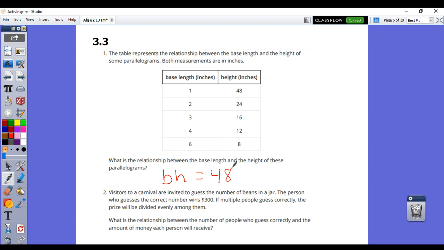I'm invited to guess the number of beans in a jar. The person who guesses the correct number wins $300. If multiple people guess correctly, the prize will be divided evenly. What's the relationship between the number of people who guess correctly and the amount of money each person will receive? So that would be a division. So if you take 300 divided by the number of people who guessed it correctly, that will equal how much each person will get. There's different ways of saying that, but that's the way I'm going to say that right there.